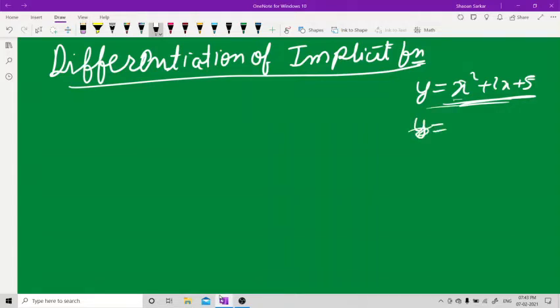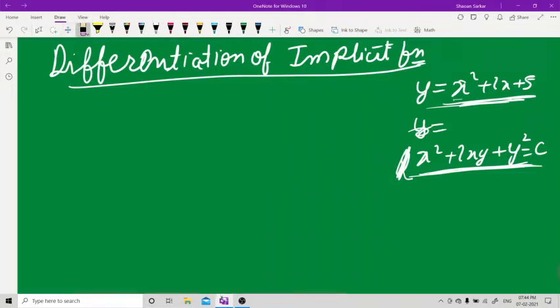This is explicitly written. But suppose I mix functions like this. Suppose I write x square plus 2xy plus y square and some constant. Here I cannot separate x and y. This type of function, where I cannot separate x and y, is called an implicit function. I hope now you got the idea of implicit.